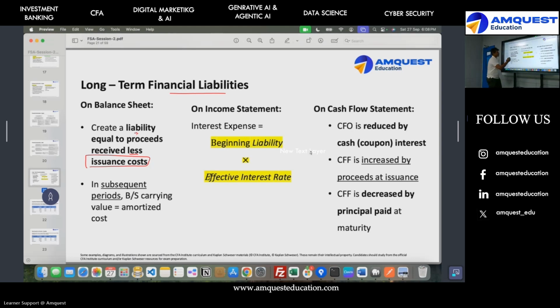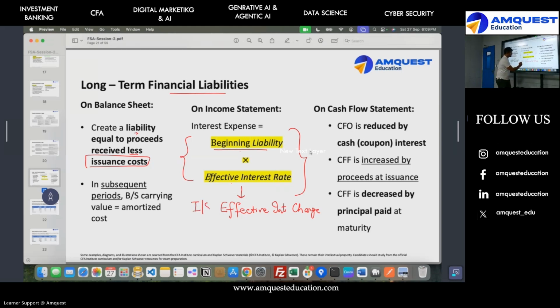Now this is most important. I'll come to this with a demonstration. But just from this formula, whatever is your liability every year, this amount will be multiplied by the effective interest rate. And this is called effective interest. Remember I told you in the income statement, I don't record my interest charge as per coupon. I record the interest charge as per effective interest. So the word effective interest is nothing but this formula.